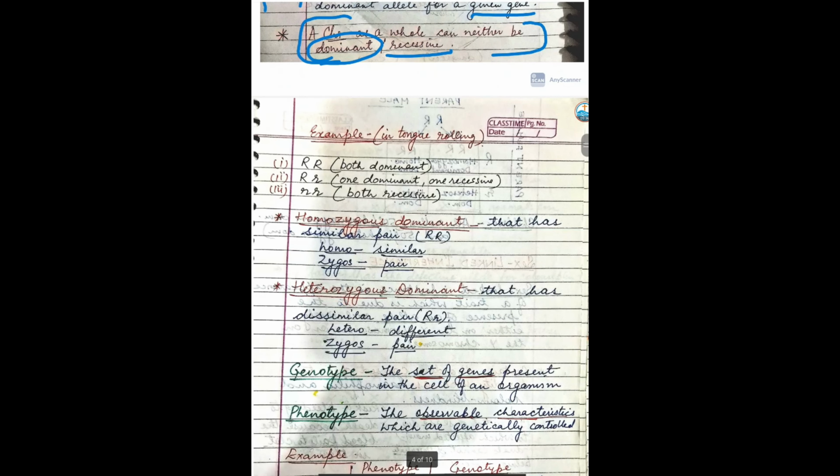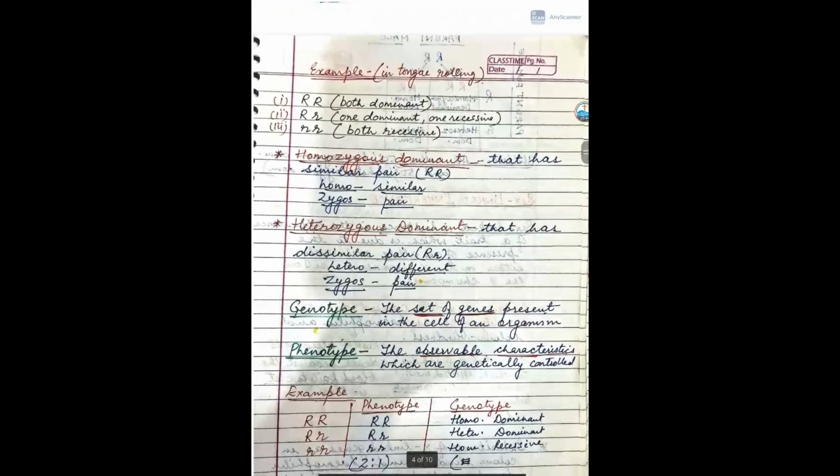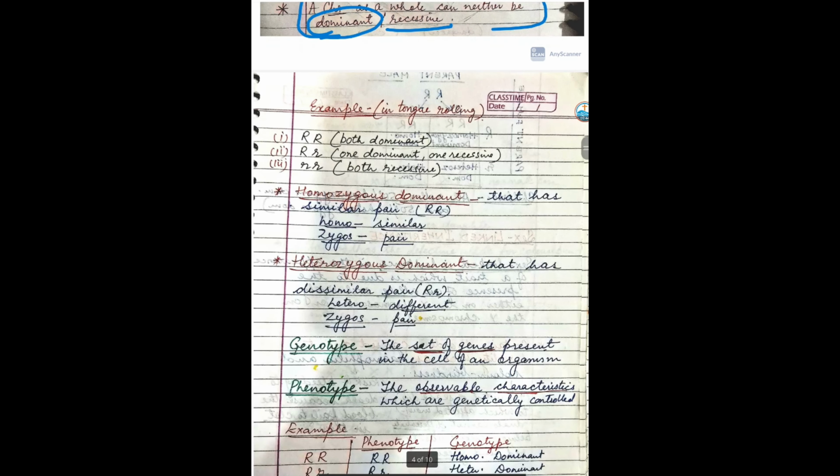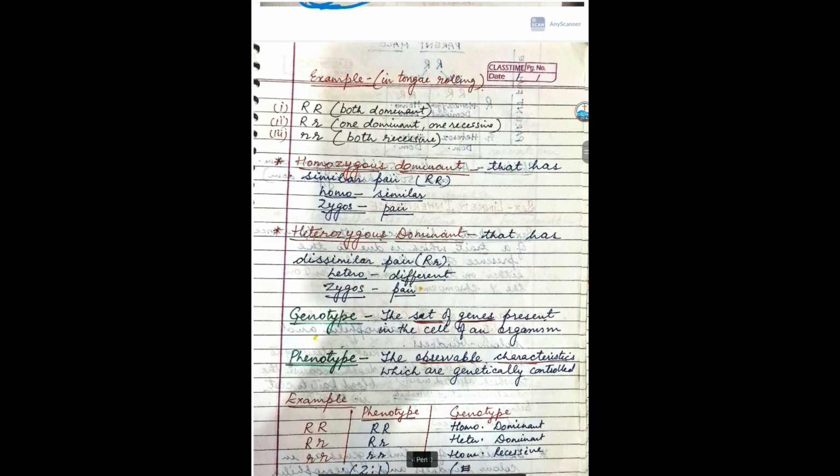Let's understand this with further examples. For example, tongue rolling. If both are dominant, RR, male and female, then what will happen? One person is R and the second is R. Capital R is taken for the dominant and small r for the recessive. Recessive means the character which will be suppressed, which will not be able to express, will not be seen or observed. And if both are recessive, it is small rr.